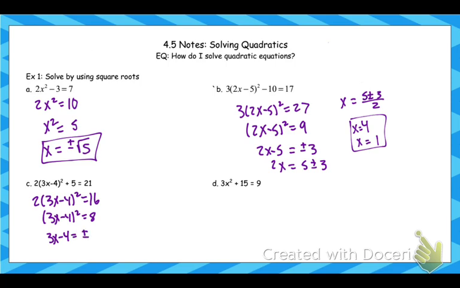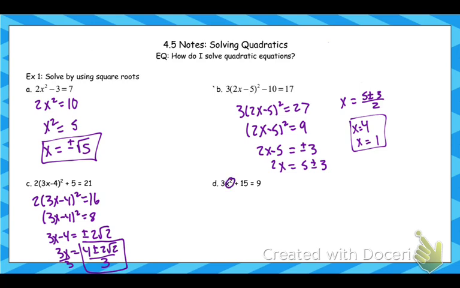Now the square root of 8 can simplify to 2 root 2, so I'm going to go ahead and do that. Then my next step would be to add 4 and divide everything by 3. And at this point, you can leave your answer in that ugly form because that is as simplified as we are going to get. All right, looking at the next one.